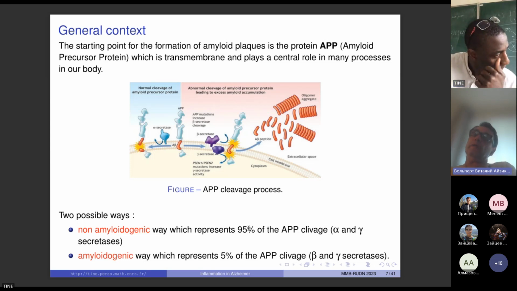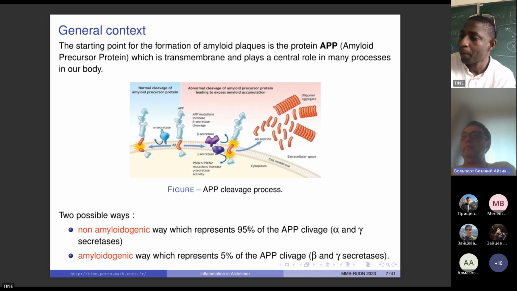So I think that we can go more profoundly in the analysis of the role of inflammation in Alzheimer's disease. And by the way, we have some people here, even in the audience, who study the role of inflammation in different diseases, so we can discuss these questions. For sure. Thank you very much for this comment.